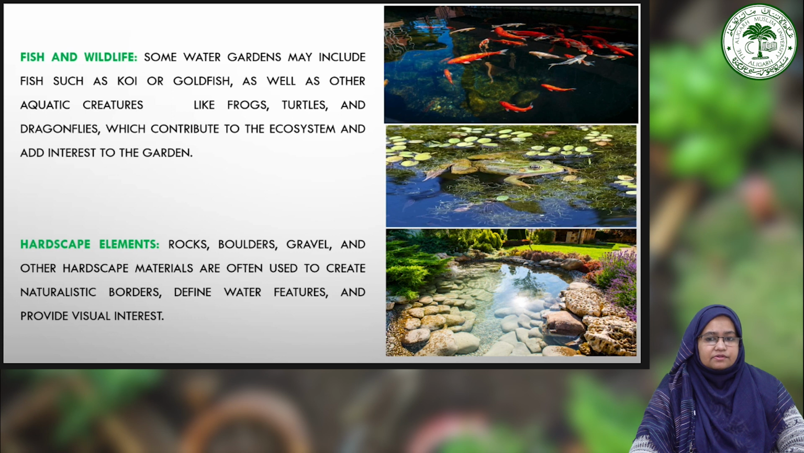Hardscape features include rocks, boulders, gravel, and similar materials, which are commonly employed to craft naturalistic boundaries, delineate water elements, and introduce visual intrigue to the landscape. As we can see in this image, hardscapes, which are made up of stones, enhance the features of water bodies.